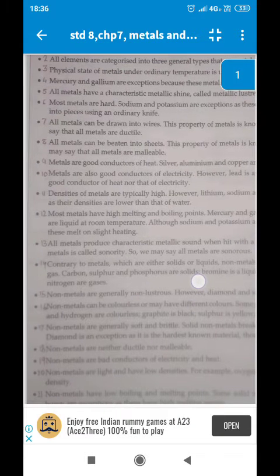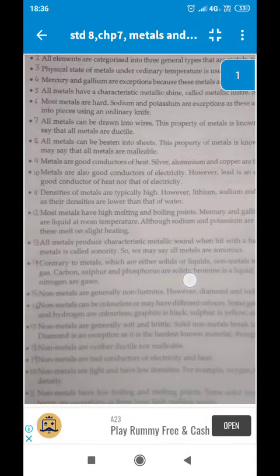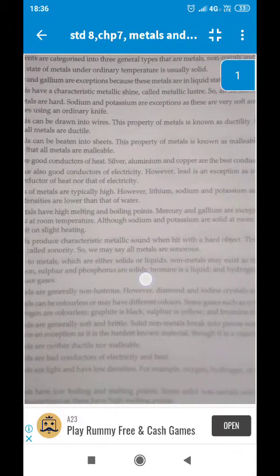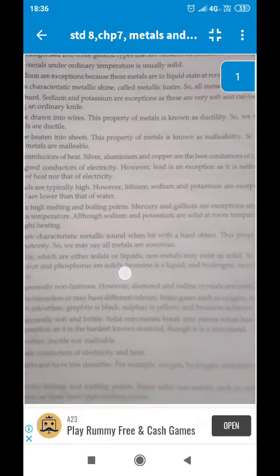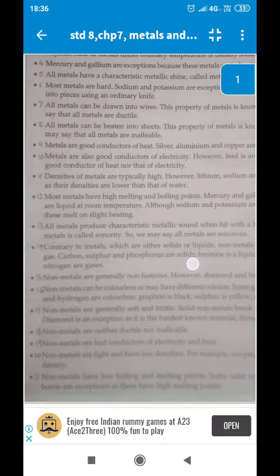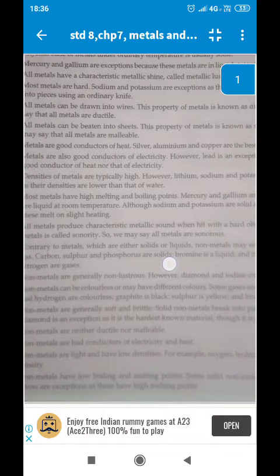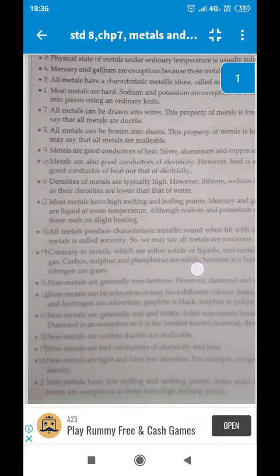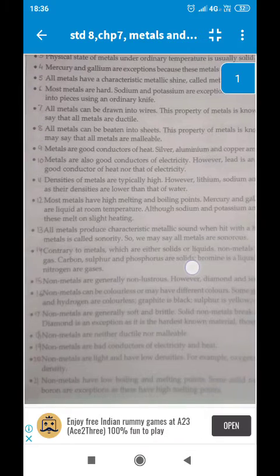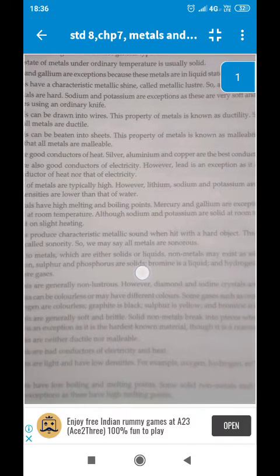All metals can be beaten into sheets. This property is known as malleability. So we may say that all metals are malleable. Malleable means metal can be drawn into thin sheets. That is point number 8. Now point number 9: metals are good conductors of heat.